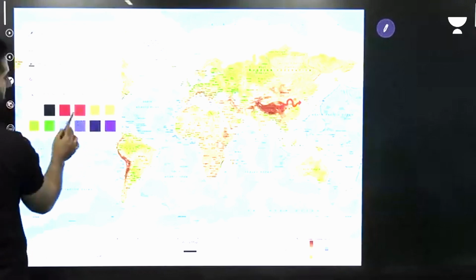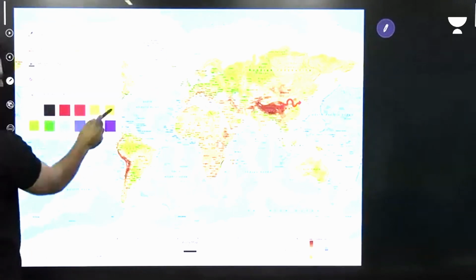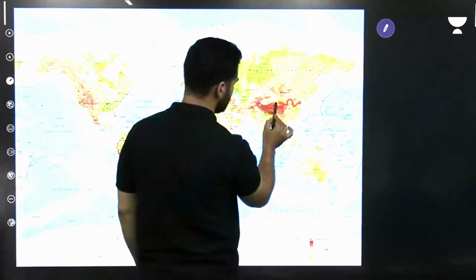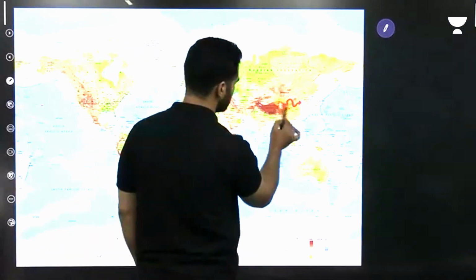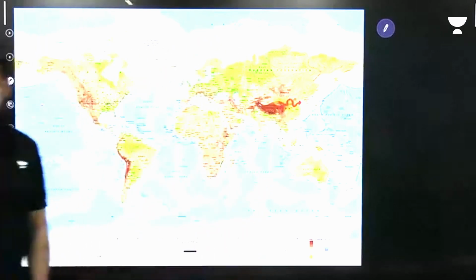Let me mark some areas here. Look here, this area here in China basically is of loess deposits. ये दिख रहा है colored shaded? Here the loess plains are formed.